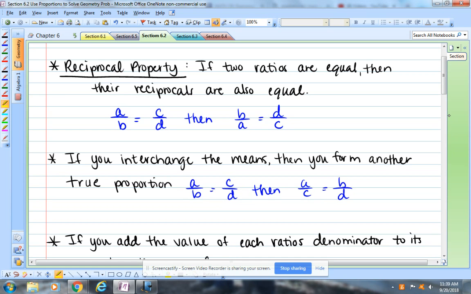The next property that we have with equal proportions is if we interchange the means, we can form another true proportion. So B and C right there are the means of this proportion. And so if I interchange B and C, and put C in B's place and B in C's place, then we also form another true proportion.